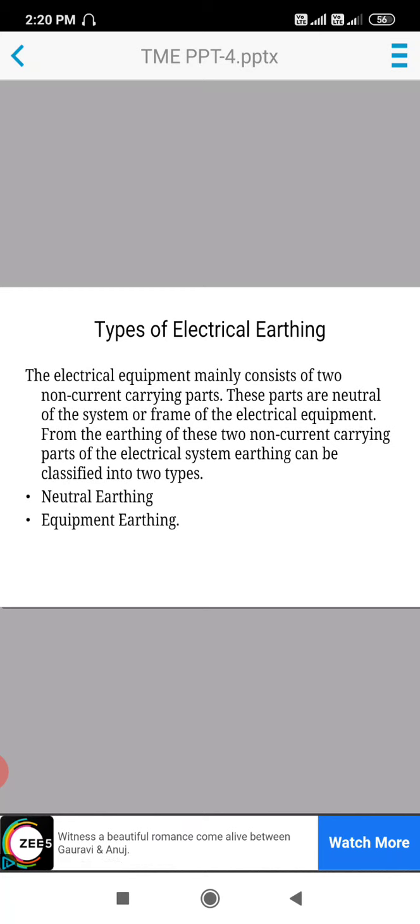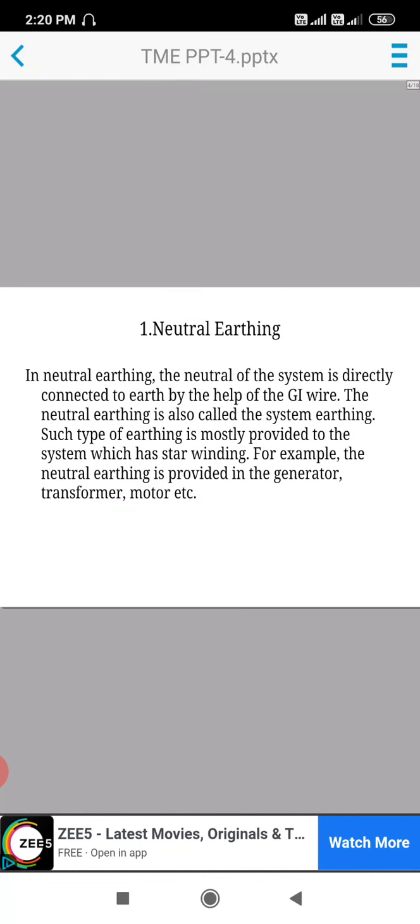The neutral is the non-current-carrying element. We have to connect the neutral to the ground, and the body of the equipment is a non-current-carrying part of the electrical system. Because of that, we have to connect it to the ground. First, we will discuss neutral earthing.